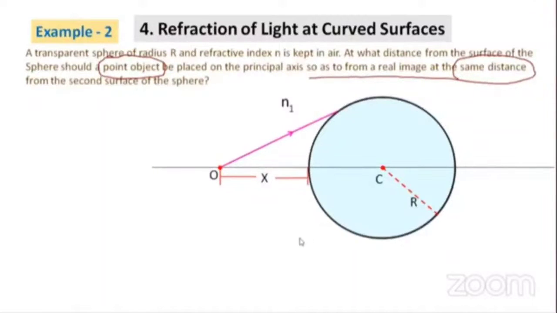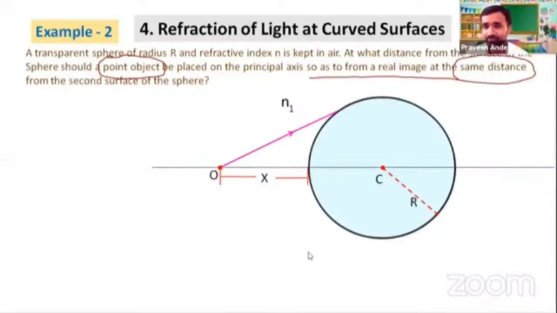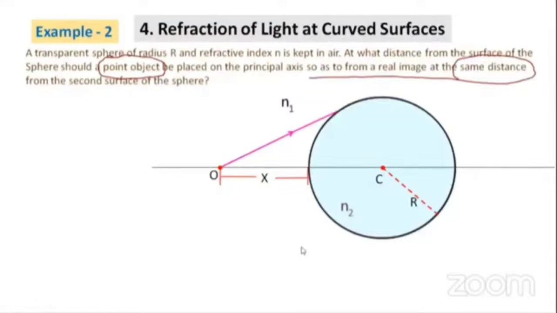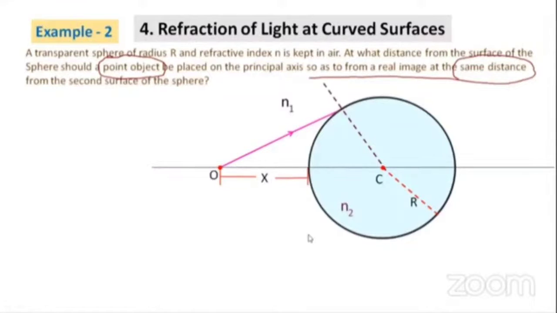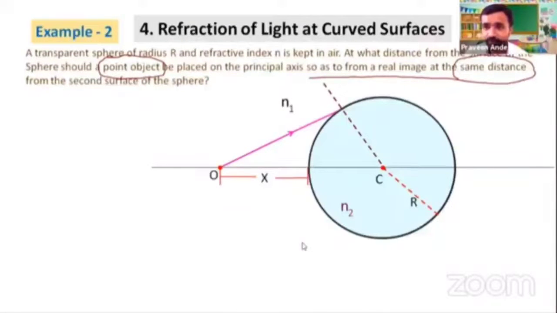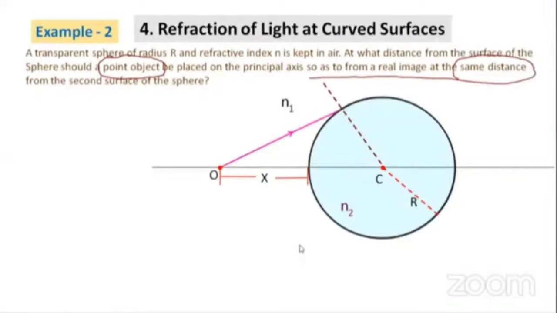What is the first medium? Where is the object, in the rarer medium or in the denser medium? Rarer medium, which may be air. Already said here, kept in air. So n1 equals what we will take? 1. Then what is n2? The refractive index of the second medium. It is the sphere. So what happens to that incident light ray? It is a transparent material medium, so light enters into the denser medium and it refracts.